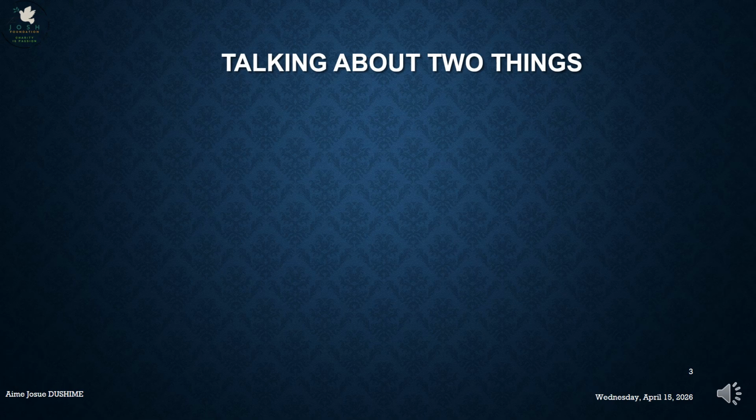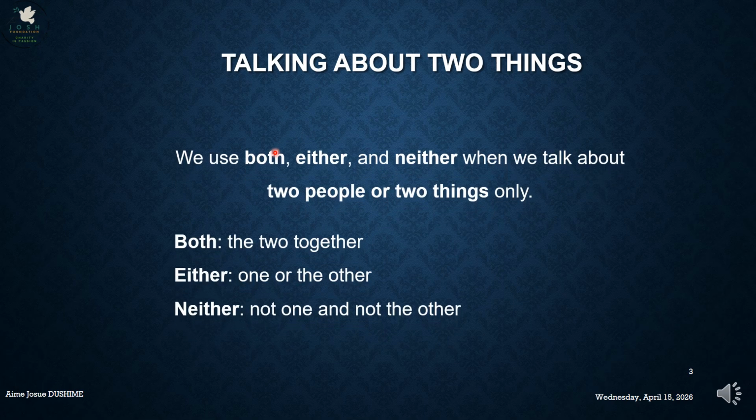When I say both, it's talking about two things. When I say either, it's talking about two things. When I say neither, it's also talking about two things, but in a different way. We use both, either and neither when we talk about two people or two things only. Both, the two together. When I say A and B, all of them, the two together, I say both. When I say either, it means one or the other, A or B. And when I say neither, I mean not one and not the other.